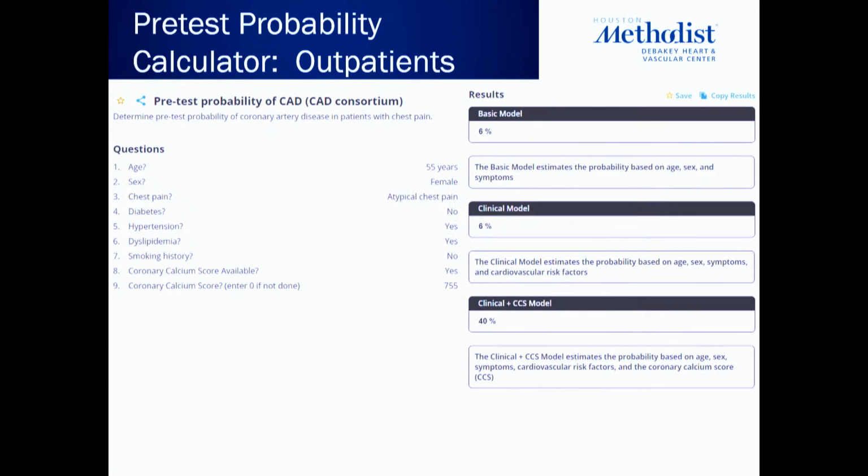In this particular patient, you can see that with the basic model, low risk. With the clinical model, with the risk factors added, low risk. When you add the calcium score of 755, high risk. So who does this pretest probability calculator help the most? Women. Why? Because they were totally underestimated based on their risk when you just used age, sex, and clinical risk factors.